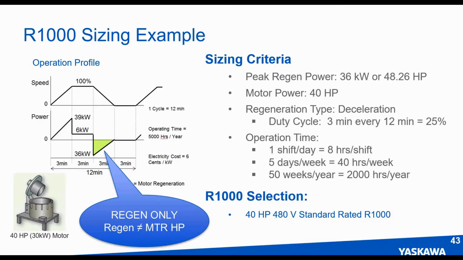In addition to extending the decel time to reduce that peak regen power, there are also other considerations that impact the size of the R1000: motor efficiency, drive efficiency, system losses, mechanical losses, etc. We're not going to talk about that here today, but just be aware there are conditions in the system that can affect the size of the R1000.